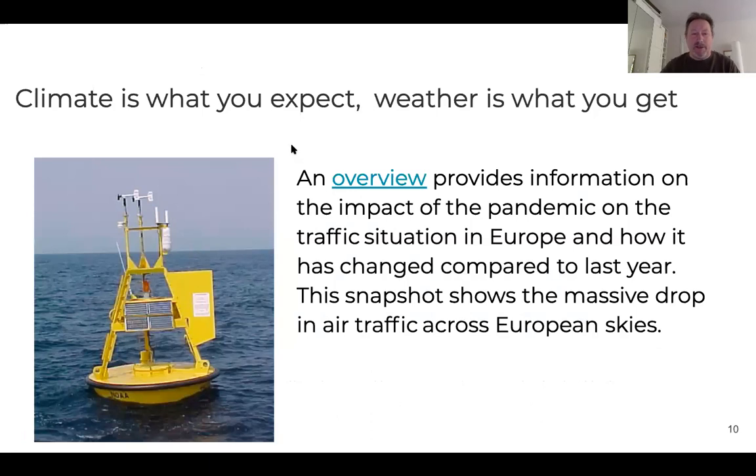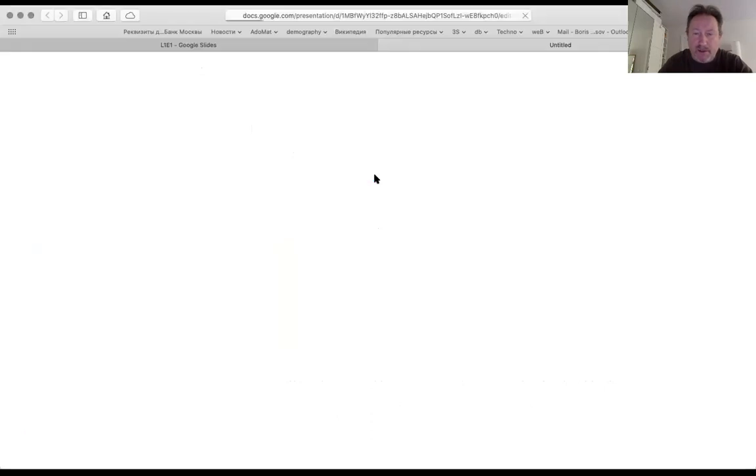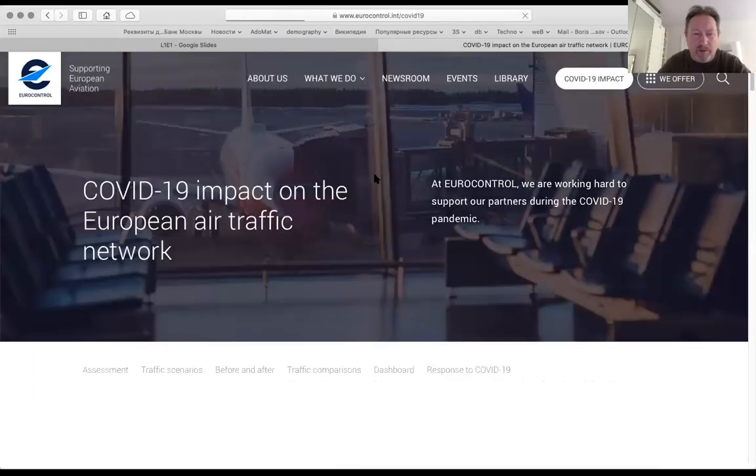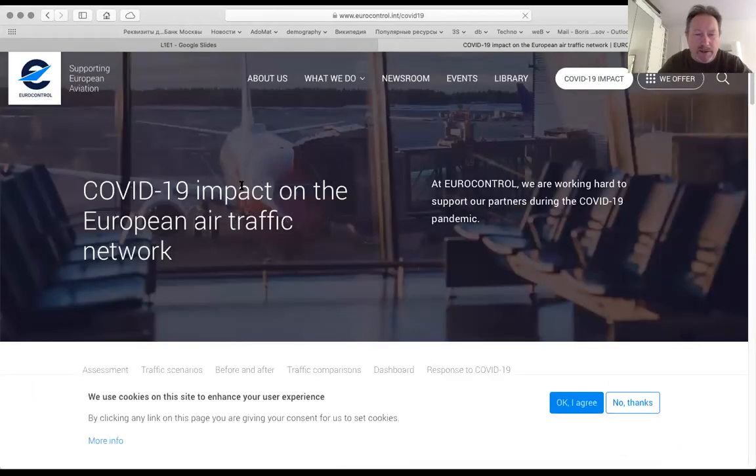Climate is connected to weather. Climate is what you expect and weather is what you get. This is an overview. Let me try to connect. This is a link. Now we are connecting to this site, which shows the COVID impact on the European air traffic network.